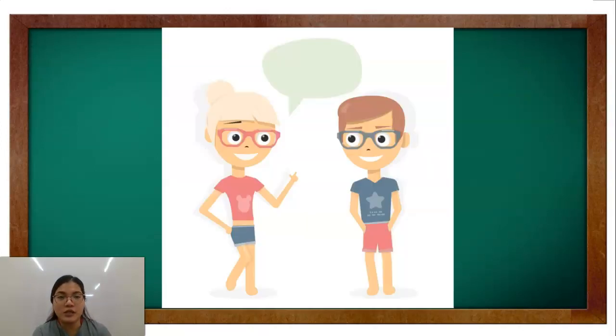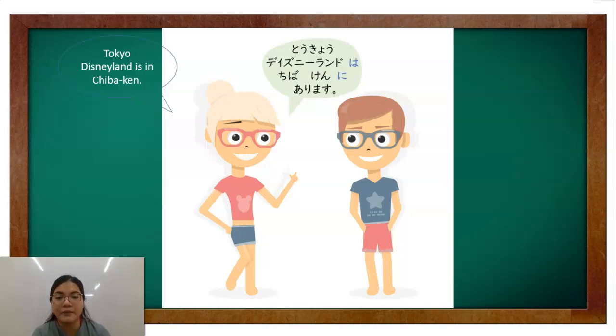Okay? So, just like an example here, Tokyo Disneyland is in Chiba Ken. Tokyo Disneyland wa Chiba Ken ni arimasu.